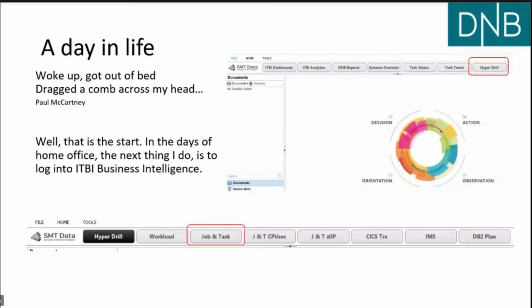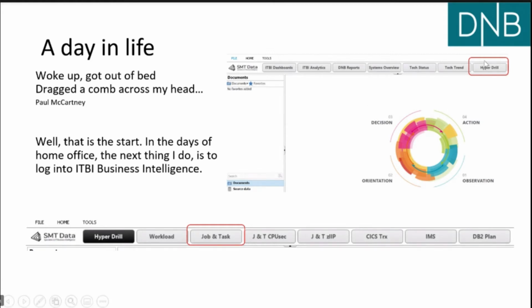So that is where I come to what I call a day in the life. I can paraphrase Paul McCartney: woke up, got out of bed, and dragged a comb across my head. And in these COVID days, it's a terribly short time from that part to going down to my home office and logging in. So this is the main screen, and they did a redesign a couple of years ago. Now everything I actually use is stored in Hyperdrill. It really makes me feel like a deep dive nerd, but okay, that's fine.